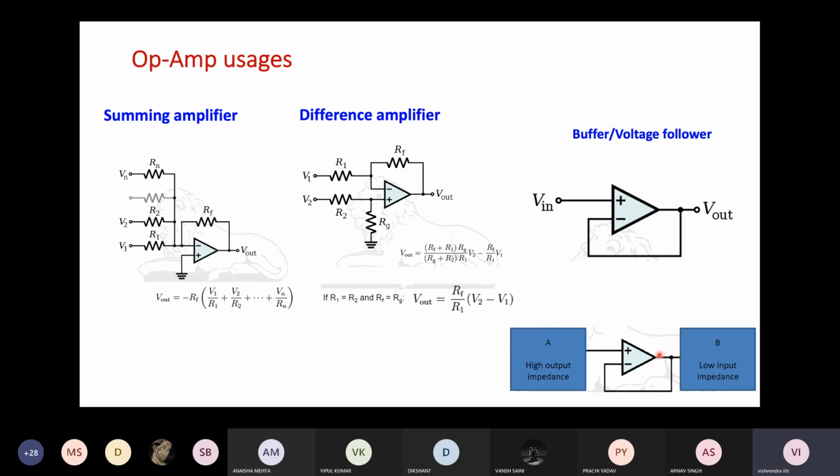And in order to avoid that, we connect A and B via an op amp. And in an op amp, the input impedance is extremely high and the output impedance is extremely low. So there won't be any such scenario in this case.